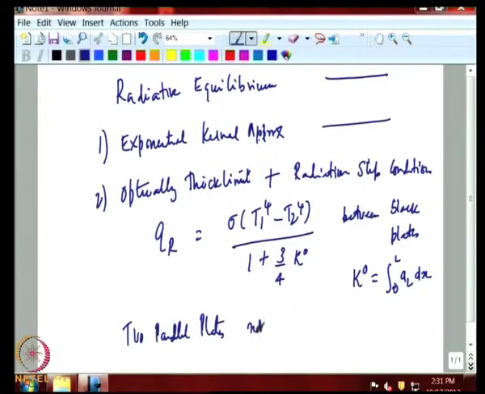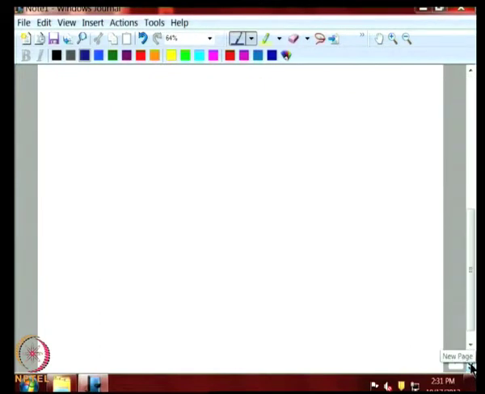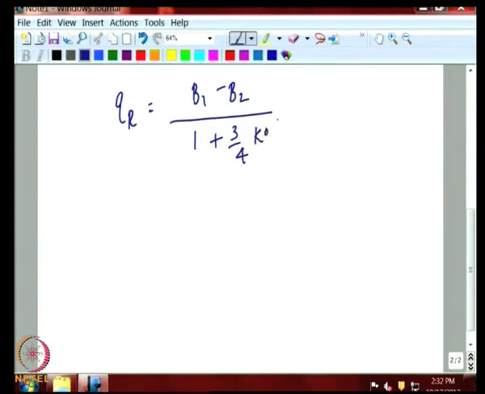Now, today we want to extend the result between two parallel plates, which are not black. So, let us see how we extend it. If you recall, the result for heat transfer between two plates which are not black is that Q of R is B1 minus B2. So, this is a general result obtained already in the kernel approximation.